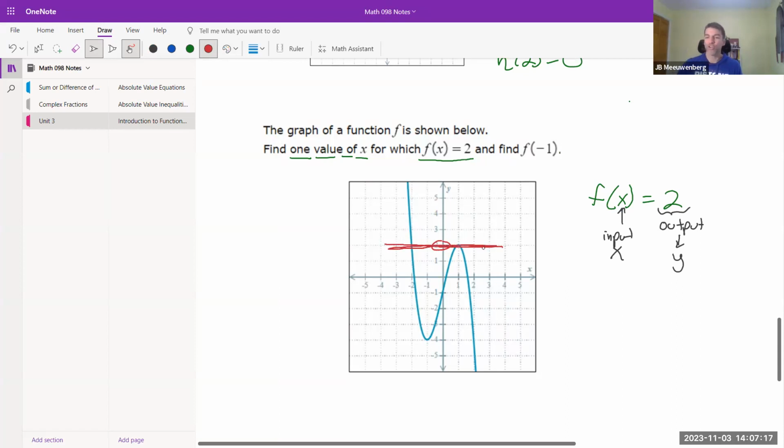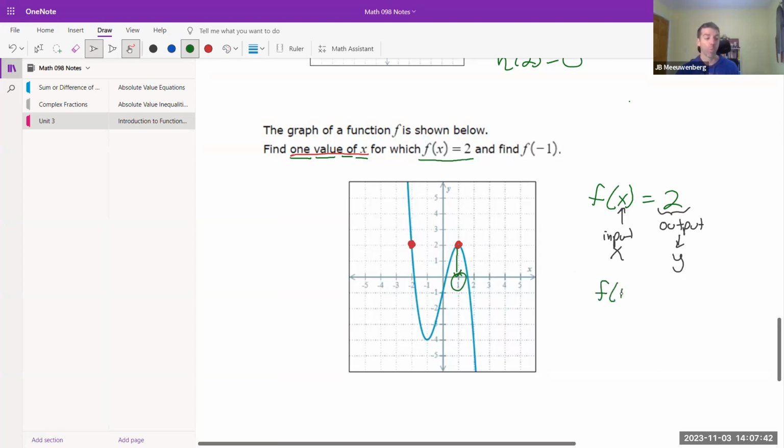And does that hit your graph anywhere? Yeah, it hits at two spots. One is right here. Let me make this a little clearer. One is right there, and one is right there. You were told to find one value of x. You have two options. What are they? Take this point and just trace it back down to the x-axis. 1. That's one of your options.